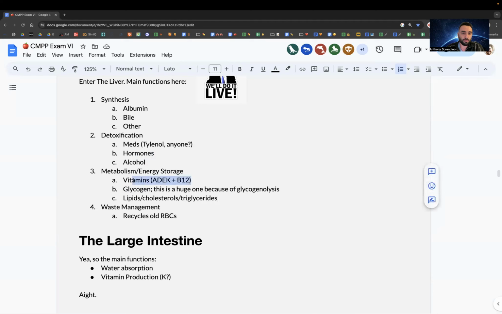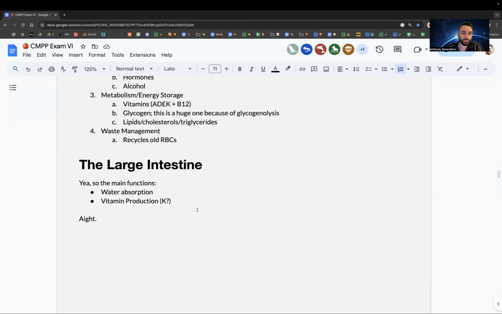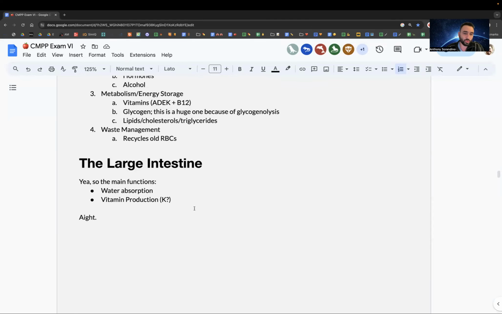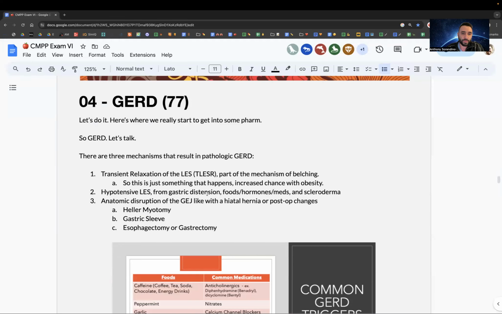Also, some energy storage of the fat soluble vitamins and B12, and then we recycle old red blood cells there as well. Large intestine, water absorption, and we make vitamins there, I believe vitamin K. And that's it, going right on to GERD.